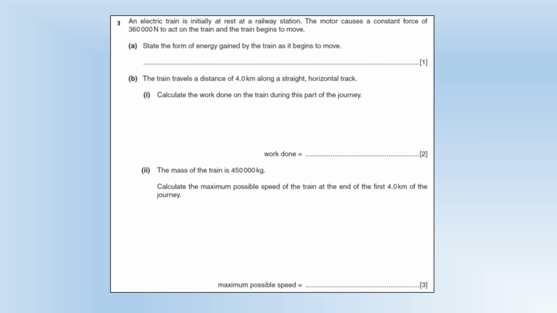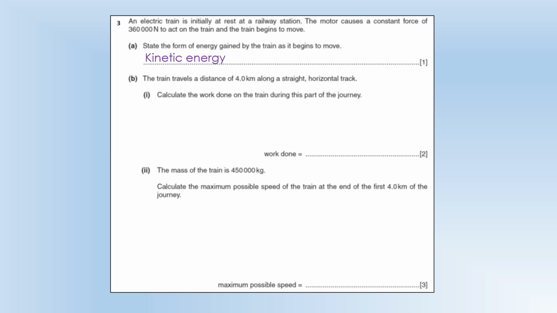An electric train is initially at rest at a railway station. The motor causes a constant force of 360,000 newtons to act on the train, and the train begins to move. State the form of energy gained by the train as it begins to move. Well, it's starting to move, so it's going to gain kinetic energy.